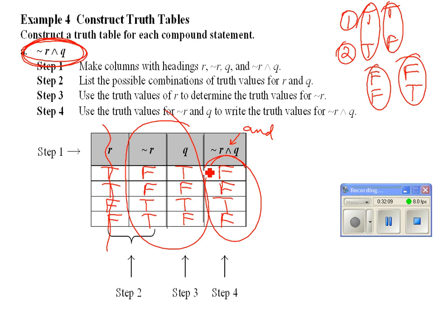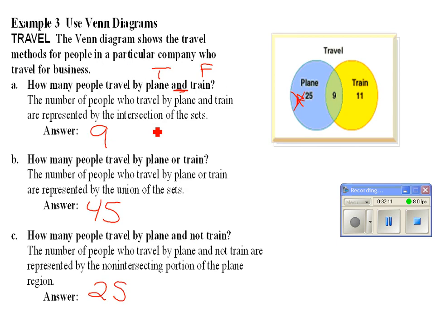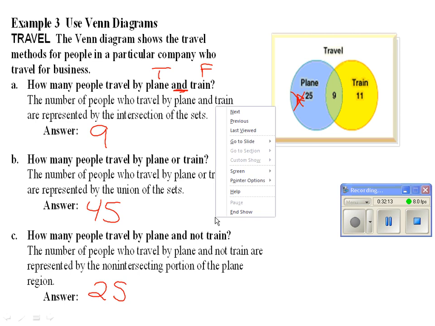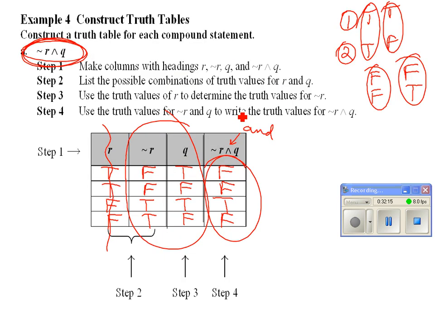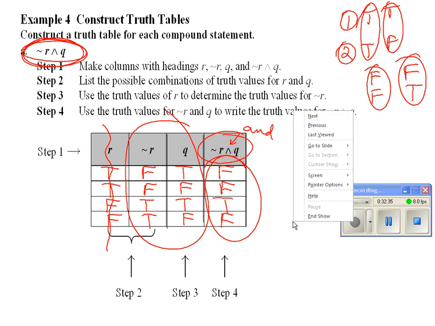So what percentage of the time will this statement right here be true? 25% of the time. And 75% of the time it's going to be false. So if we had to bet on this, which you should never gamble on, but if we had to bet on this, you'd probably want to bet that it's going to be what? False.